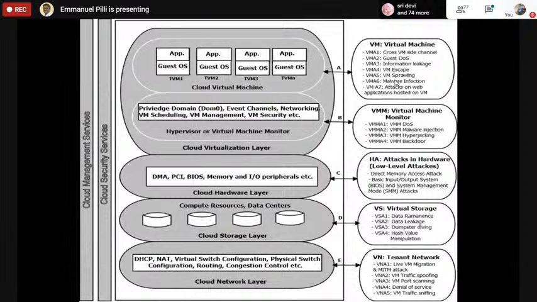And then you have the virtual machine monitor. So you have a variety of virtual machine monitors here. Then hardware level attacks which are there, and virtual storage and virtual tenant also here you have. So some of these attacks we will see in the next slides. So here you see the hardware layer attack and storage layer and network layer.